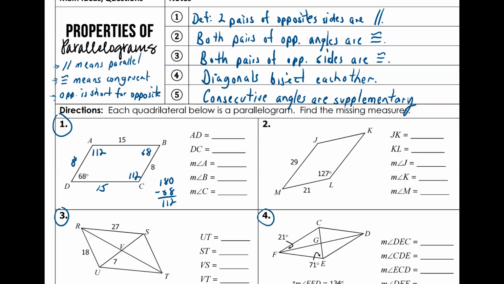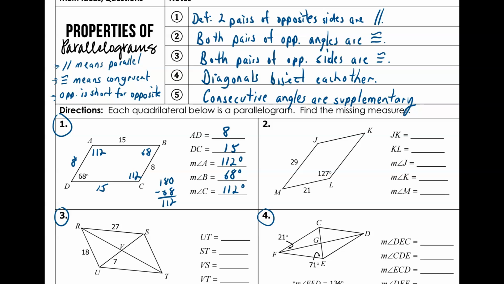And now we're just going to fill in the information that we've just written down. So AD, the length of AD is 8. The length of DC is 15. The measure of angle A is 112 degrees. The measure of angle B is 68 degrees. And the measure of angle C is also 112 degrees.